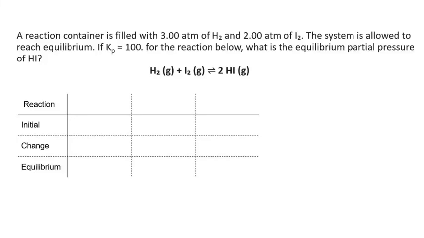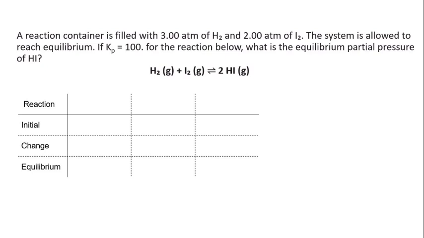I often get questions about how to set up an ICE table. So here's an example that uses one. Note that an ICE table is not magic. It's a problem-solving tool that is best used to organize information about chemical equilibrium and to apply the law of mass action. So what that means is, if you have initial amounts of something in a reaction and you have equilibrium amounts and you have an equilibrium constant, the ICE table helps you put those things together.